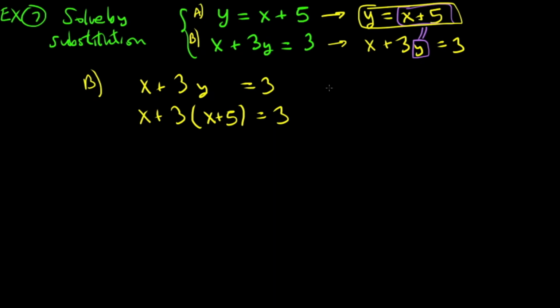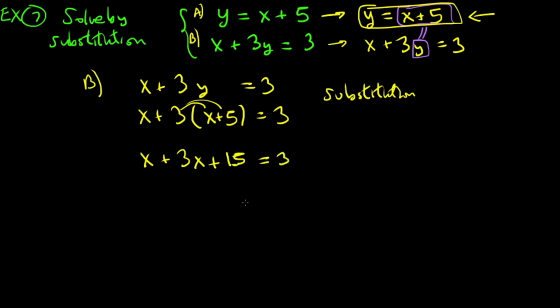See that? So that's substitution. We're substituting for y the expression x plus 5. Right? And we can do that because they are equal, as this equation insists, right? Okay, so now multiplying by 3, we get x plus 3 times x plus 3 times 5 is 15. Sorry, 15. And that still equals 3. Okay, so x plus 3x, right? Remember, this is 1x plus 3x, so that's 4x.